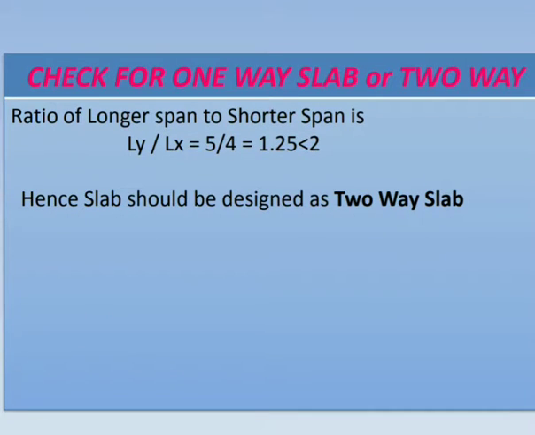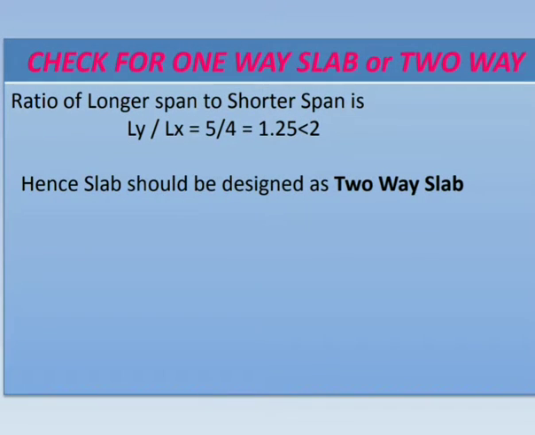So let us start with the check. Ly by Lx: the longer side is 5 meters, the shorter side is always Lx, which is 4 meters. So we get a Ly by Lx ratio of 1.25, which is less than 2. Hence we have to design the slab as a two-way slab.